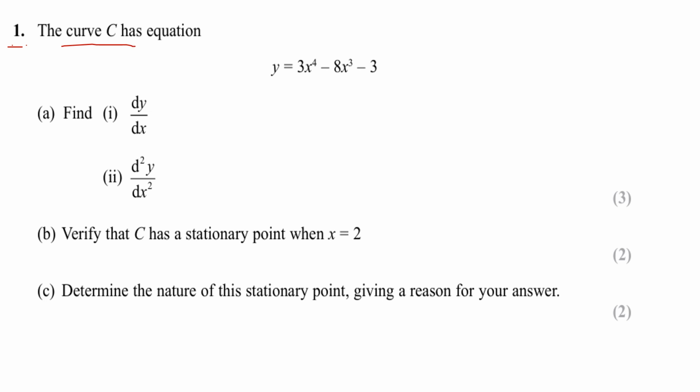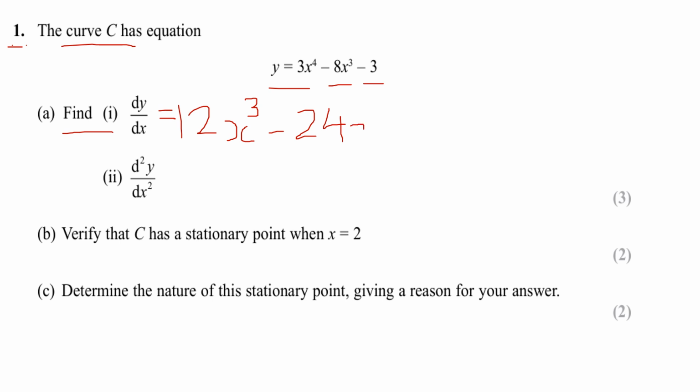The curve C has equation y equals 3x to the 4 minus 8x cubed minus 3. Part (i): find dy by dx, the rate of change of y with respect to x. Remember, the power comes out as a multiplier and the power reduces by 1. So it becomes 12x cubed. 3 times 4 makes 12, and then we knock 1 off the power. Then minus 8x cubed will go to minus 24x squared.